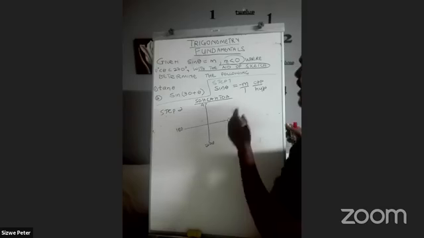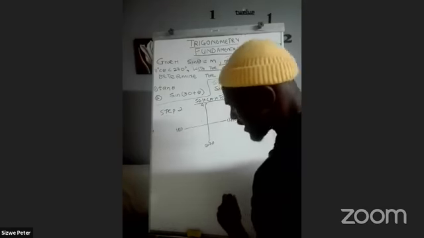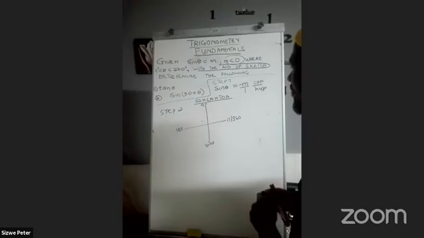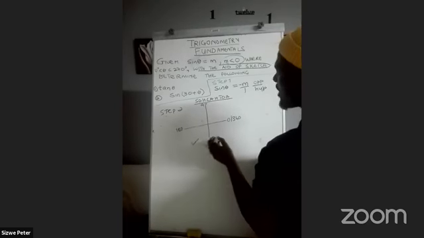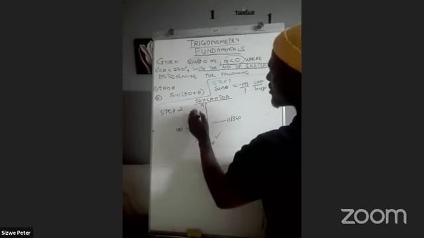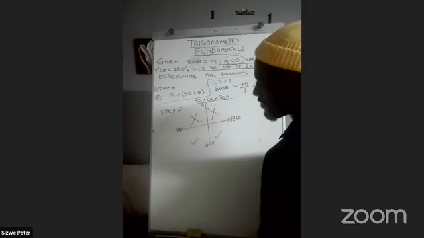Now, we ask ourselves, where is sine negative? Which quadrant is sine negative? The third and the fourth. That is where sine is negative. That means I don't need these 2 quadrants. I need to eliminate those quadrants.